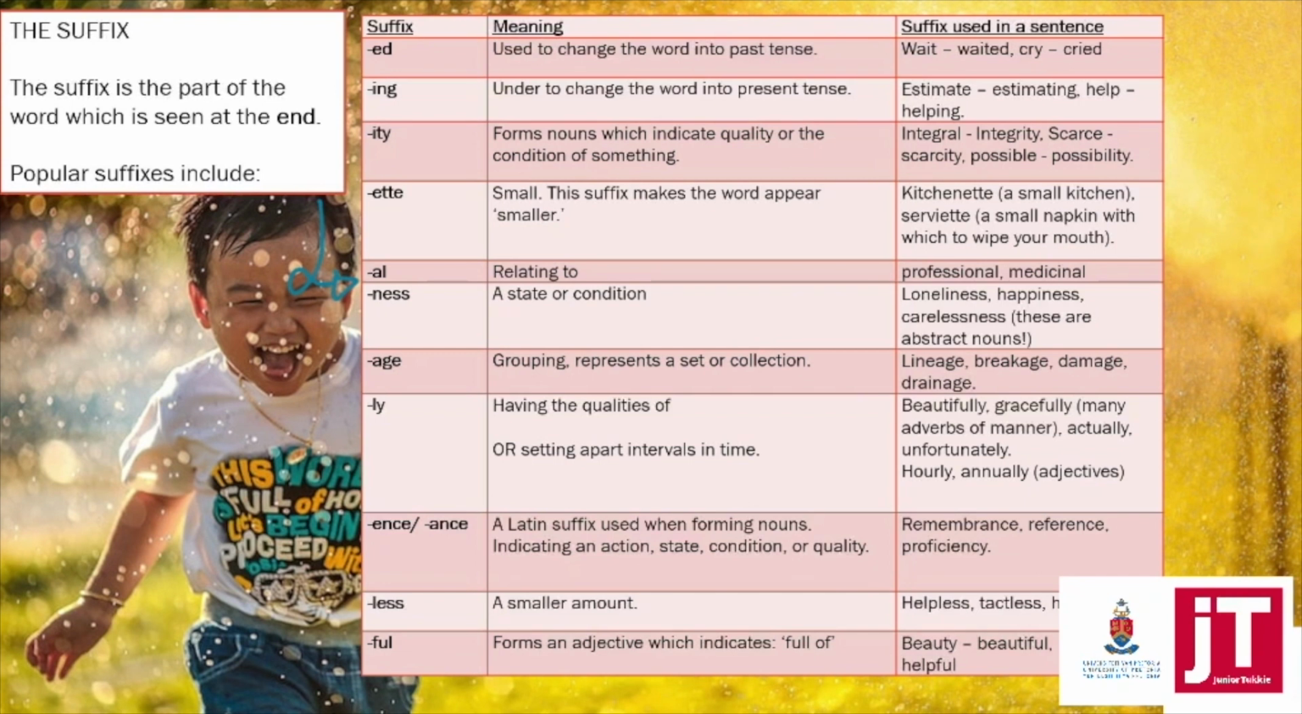Ly, having the qualities of, or setting apart intervals in time. So the words that have the qualities of beautifully, gracefully, anything really, any sort of adjective you can add a ly to, and then you can create a sort of adverb from that. Let's try another example. Clumsy, clumsily. So the girl is clumsy. That's an adjective because it's describing the girl. The girl ran clumsily would be an adverb because that's describing the run.